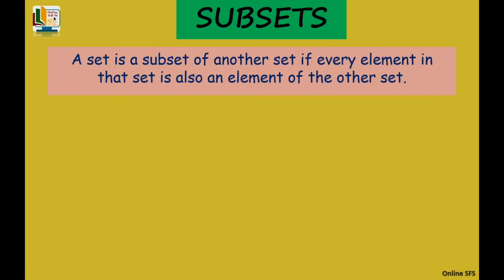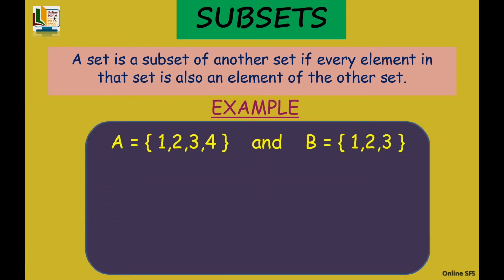Firstly, let's look at what subsets are. A set is a subset of another set if every element in that set is also an element of the other set. Let's see an example. If A equals {1, 2, 3, 4} and B equals {1, 2, 3}, then B will be a subset of A, meaning every element present in set B is also present in the parent set A.